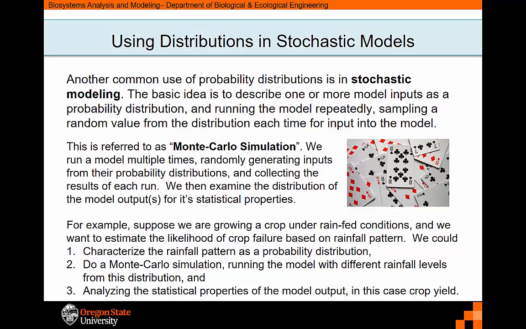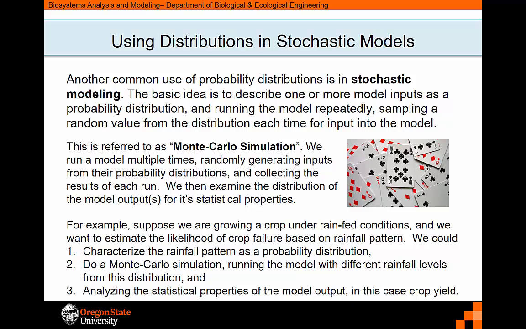This process is generally referred to as a Monte Carlo simulation. For example, suppose we want to understand the yield variation we might expect when growing a crop in a rain-fed only cropping system with no irrigation. And we have a model that estimates yields based on precipitation inputs. Assuming we have a historical record of precipitation patterns for our site, we could use this data to select and develop a probability distribution describing the frequency we would expect to see for different levels of rainfall.